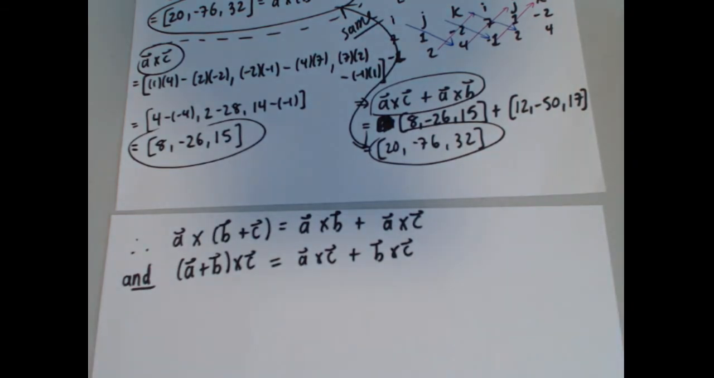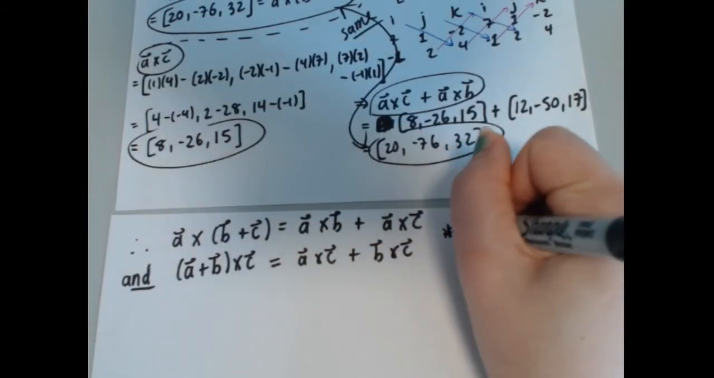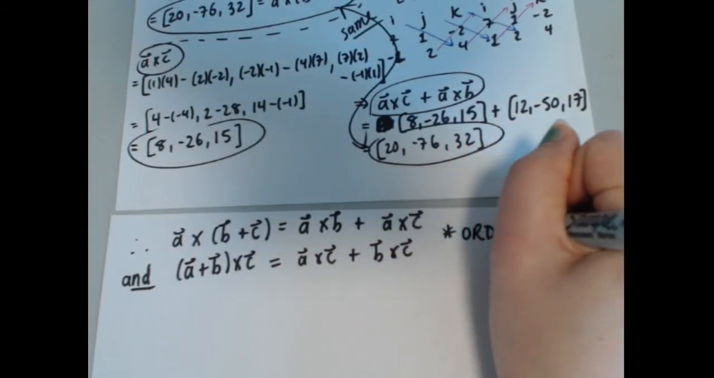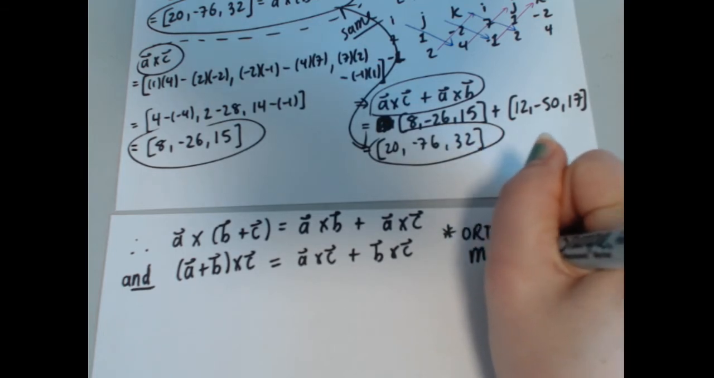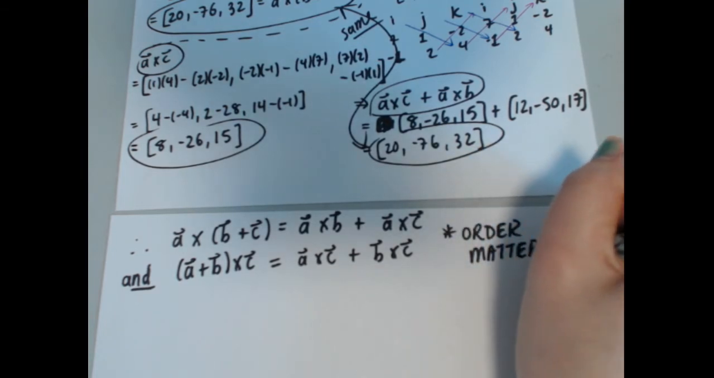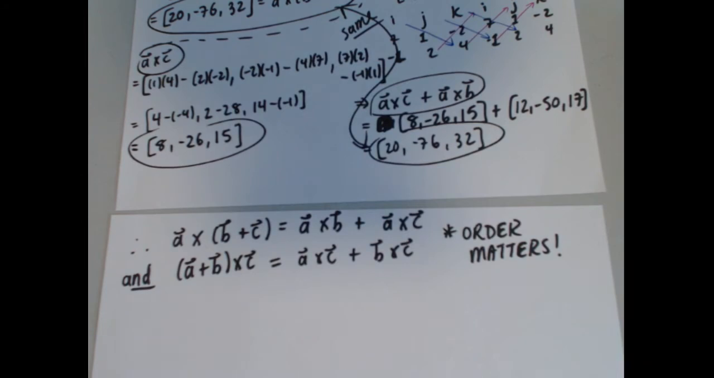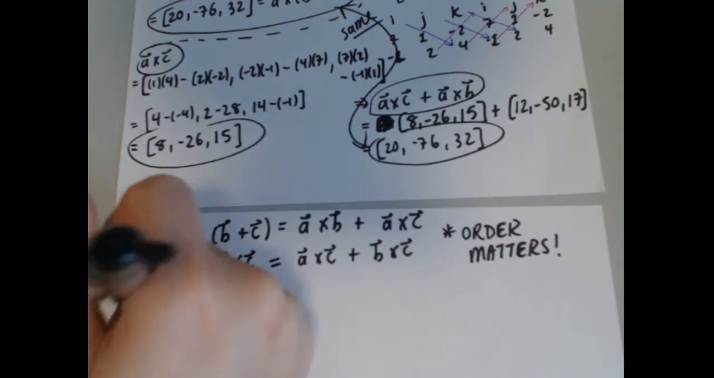Like this. And I'm just going to put a little star here to remind you that the order matters. So B cross C is not the same as C cross B. Okay, we are officially halfway through the lesson. So let's keep going.